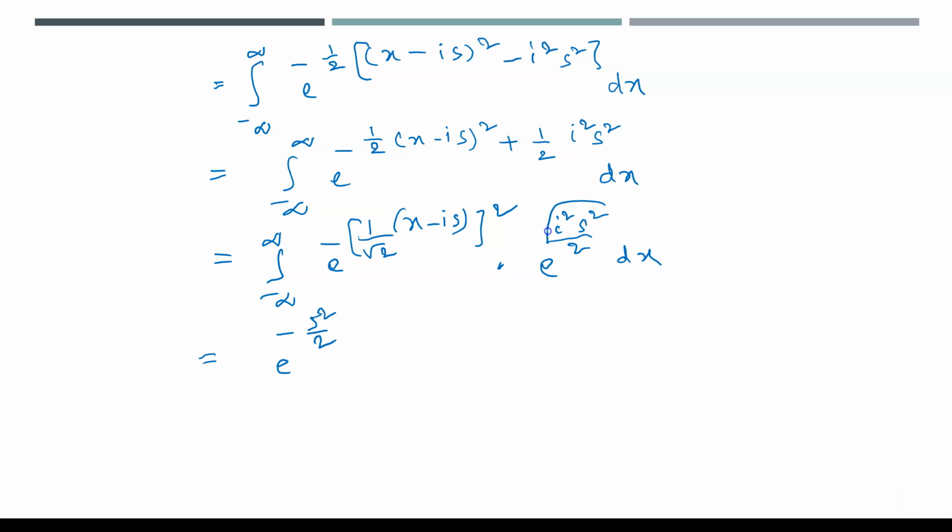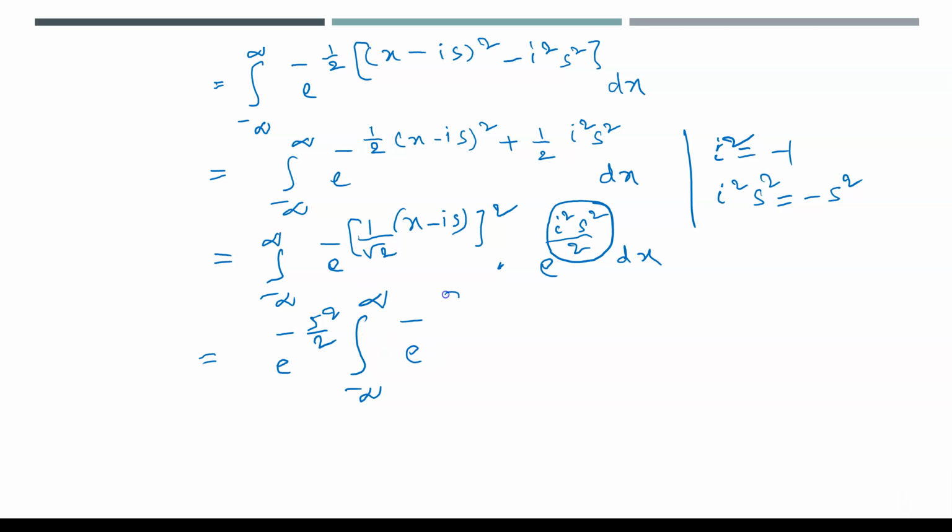Here i square equals minus 1, so i square s square means minus s square. So this e power minus s square by 2 can be written outside the integral, because integration is with respect to x. So the s square term can be written outside, and we have the integral of e power minus of (x minus is by root 2) whole square dx.